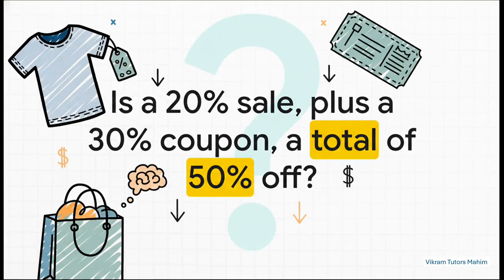And that brings us to one last thought to leave you with. Imagine you're shopping. You find a shirt that's already on sale for 20% off, and you have a coupon for an additional 30% off the sale price. So is that a total discount of 50%? Based on everything we just covered, I'll let you think about that one.